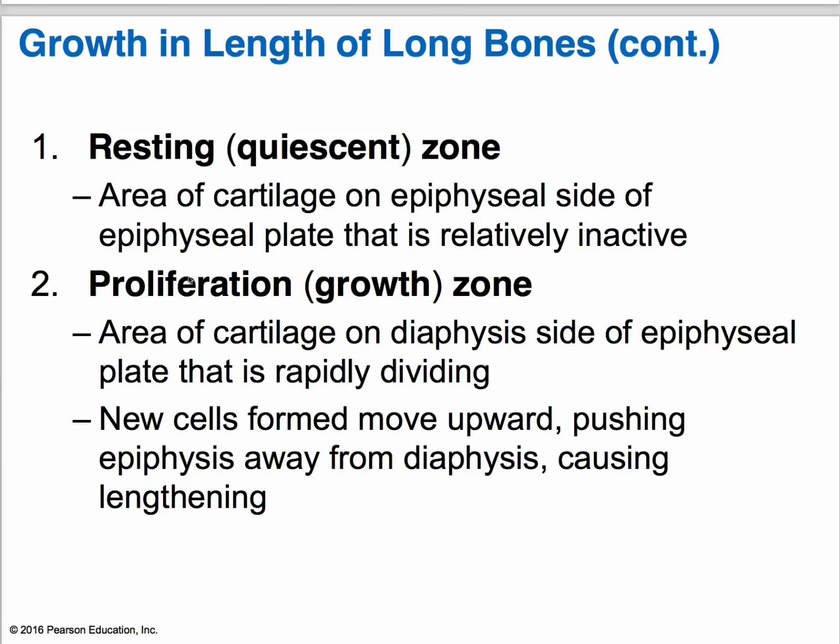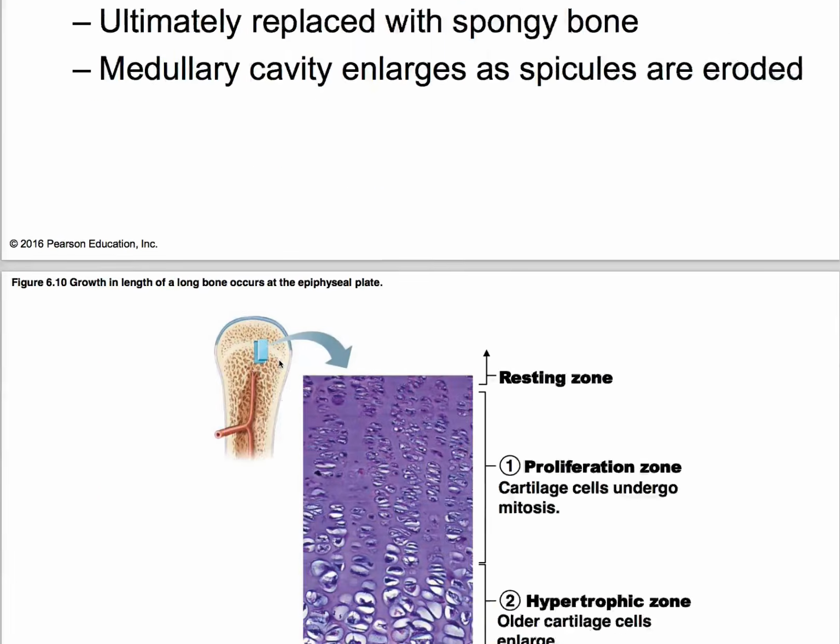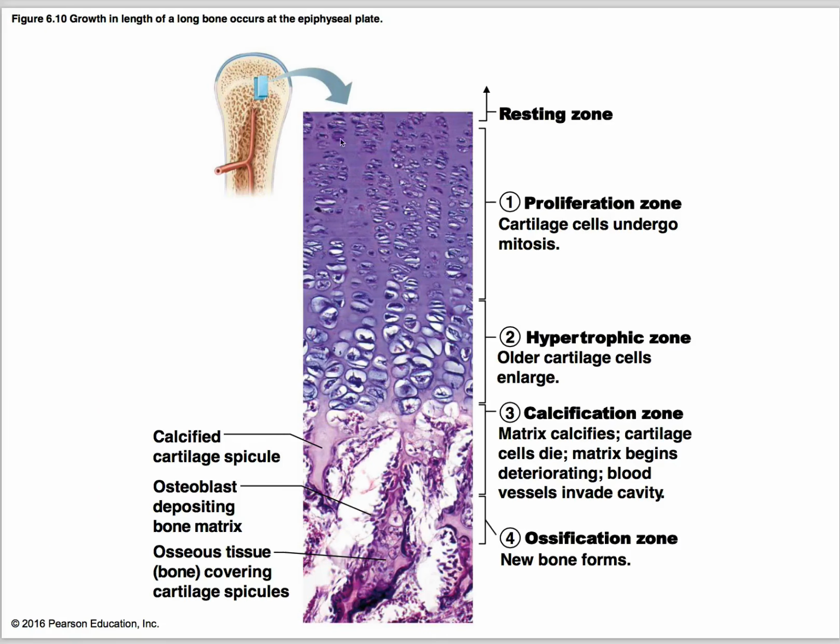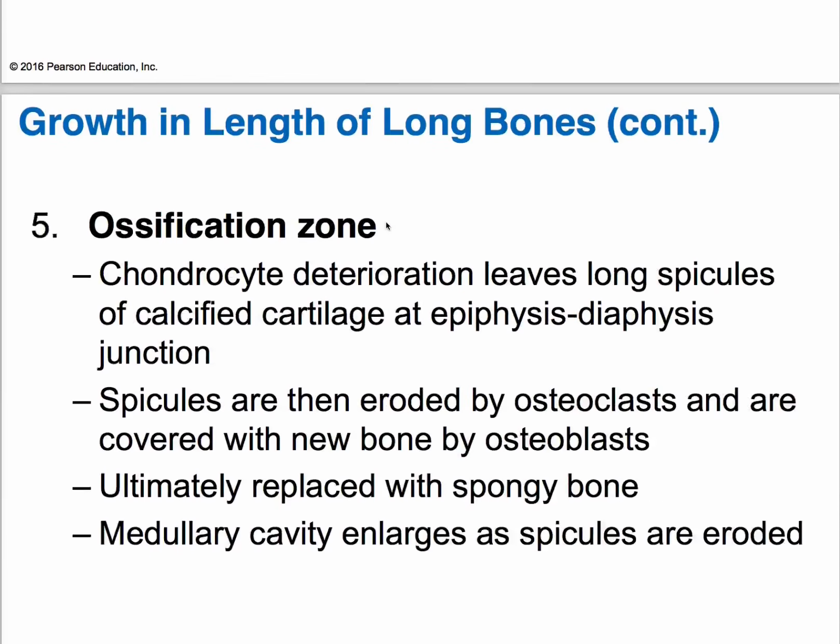However, the cartilage facing the side of the diaphysis is not inactive. This side is actually dividing quite rapidly. This represents a different zone, called the proliferation zone, or the growth zone. Let's go back to that slide. This resting zone is the very top part. But when you look over here, this is the very active zone, the proliferation zone, and these cells are undergoing mitosis. It's a highly mitotic area.